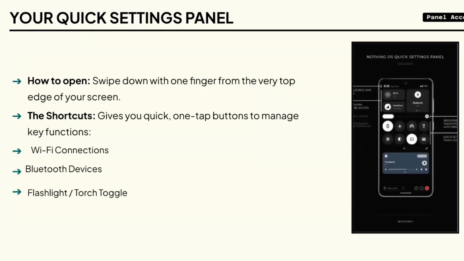Your quick settings panel. How do you open it? You'll want to swipe down with one finger from the very top edge of your screen. This will give you access to shortcuts, one-tap buttons to manage key functions like Wi-Fi connections, Bluetooth, flashlight, airplane mode, and other similar things.